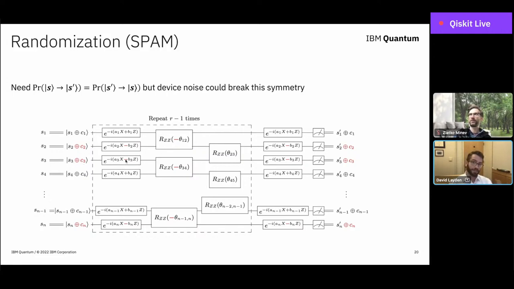The net result being something like this, where the overall structure of the circuit stays the same, but some of the angles pick up negative signs, and you end up having to flip some of the classical bits at both the input and the output. And so on average, this has the effect not so much of reducing the strength of your readout error, but rather of reducing the bias and removing any sort of preferred direction where you get pulled towards some bit strings and away from others. And so this is one big step towards making sure that we have this required symmetry.